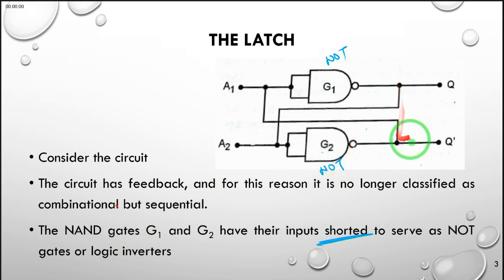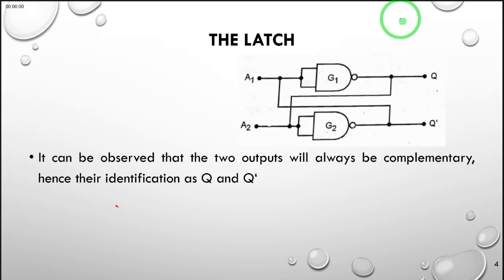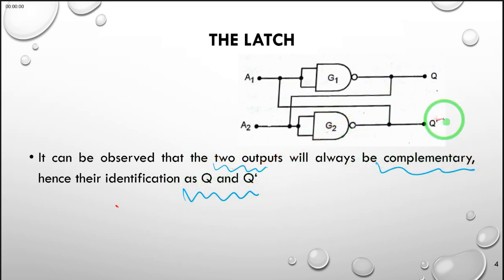So what we get from this gate comes here as the input, and therefore if it was a 1, this becomes a 0. And since we are getting this 0, it comes in here as input and comes out as 1, and the 1 comes here as 1, and this comes out as 0. For that reason, we say the two outputs will always be complementary, and hence we identify them as Q and Q bar. So they are always complements of each other.